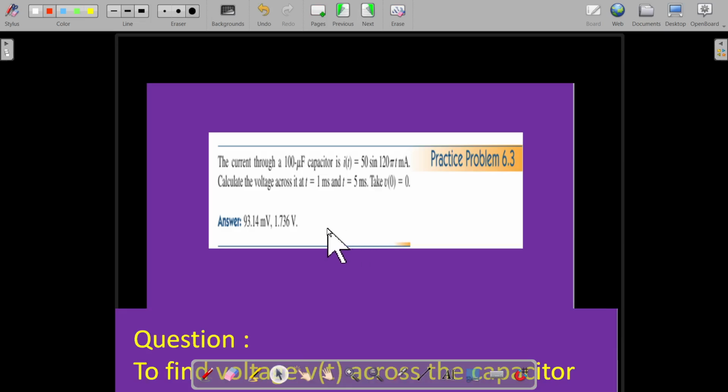So the question is: the current through a 100 microfarad capacitor is i(t) = 50 sin 120πt milliamps. Calculate the voltage across it at t = 1 millisecond and t = 5 milliseconds. Take v(0) = 0. So the answer is given.